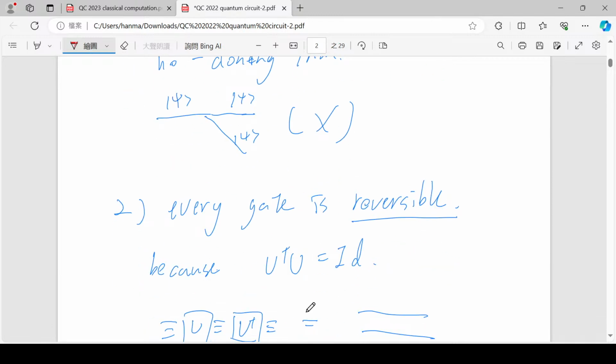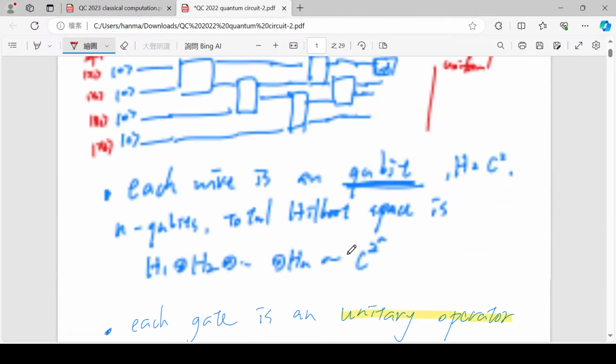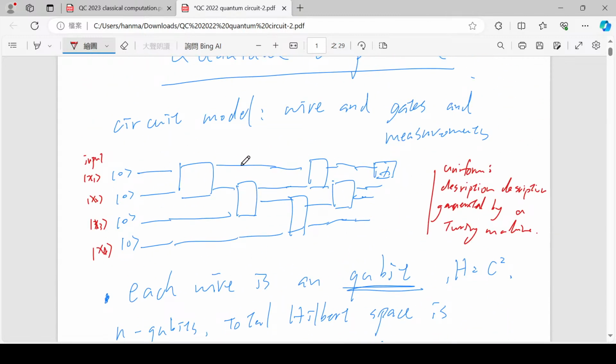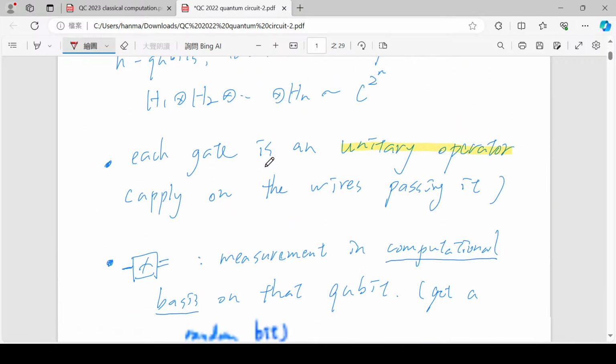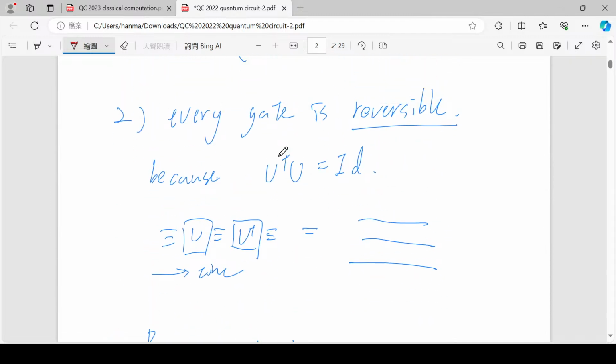Also, every gate is reversible. That means the number of input wires is equal to the number of output wires, and then you can always reverse what you do with a gate, because every gate is unitary, and a unitary is a reversible matrix; its inverse exists. So you apply some unitary U, then you can apply the dagger of U, and the dagger of U is just U inverse. So U dagger U equals identity. If you apply U, then apply U dagger, it equals applying nothing.